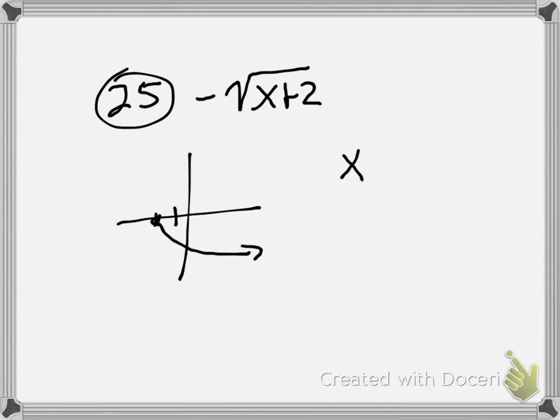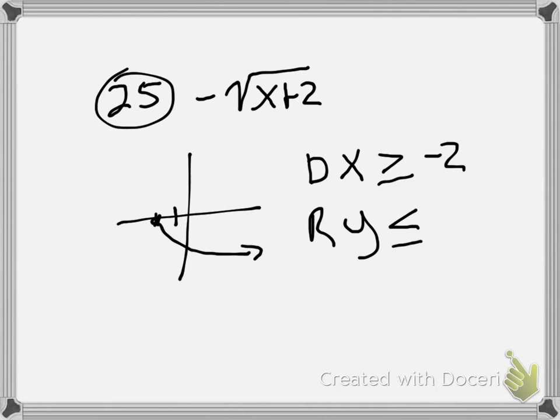So my domain and my range. This one again is going to the right, so it is going to be a greater than or equal to, and it starts at -2 on my x-axis. Since it's going down and over, it's going to be a less than or equal to, and I go back to my y-axis, and it starts at y on my y-axis.